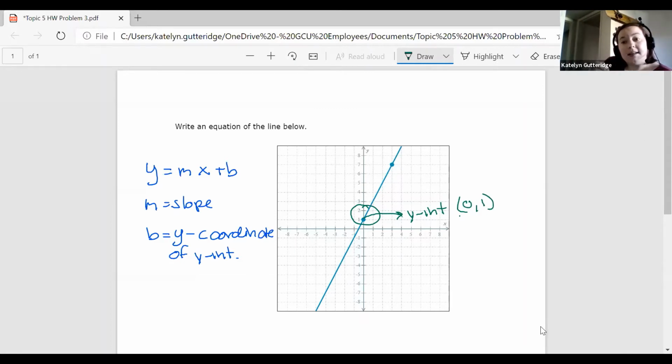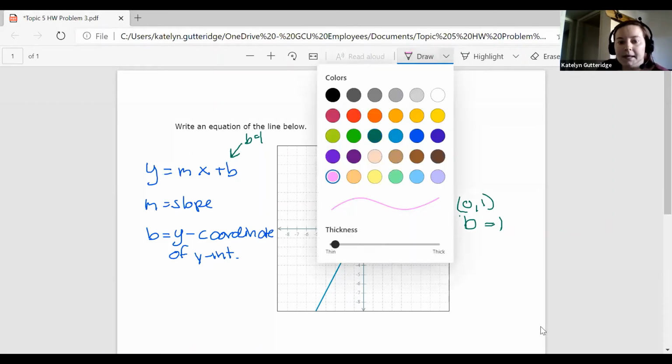Since (0, 1) is our y-intercept, that means that our b value is 1. So in our equation, we know that this b value here is going to be equal to 1. Okay, so that's the first piece of information we need to find. The second piece of information is our slope. So I'll pick out a different color. I'll do this one in pink.